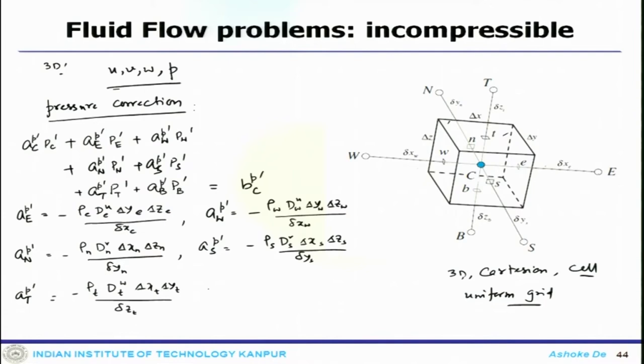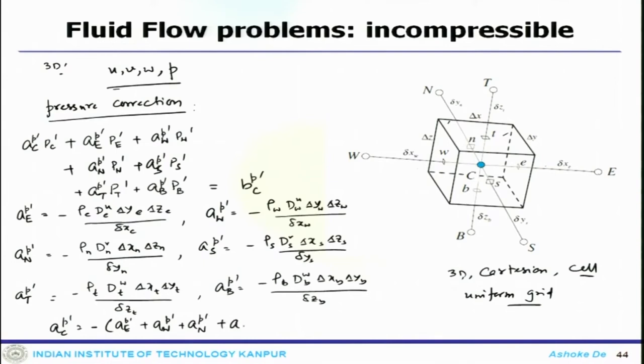Now this is delta Z T, A bottom P prime rho B, D B W, delta X B delta Y B divided by delta Z B. And as usual A C P prime is minus A E P prime, A W P prime, A N P prime, A S P prime, A T P prime, A B P prime.